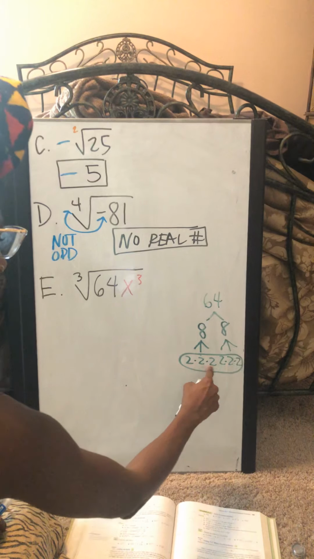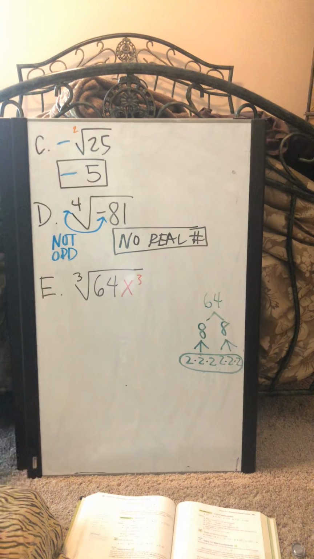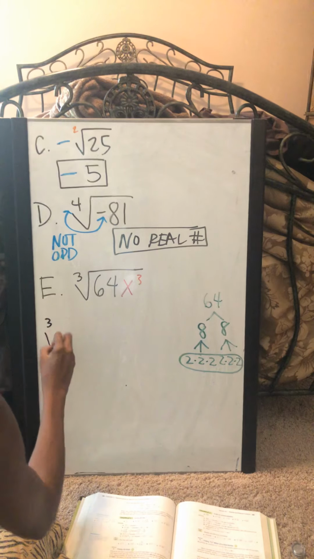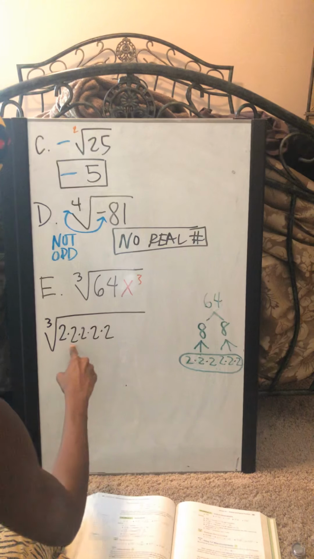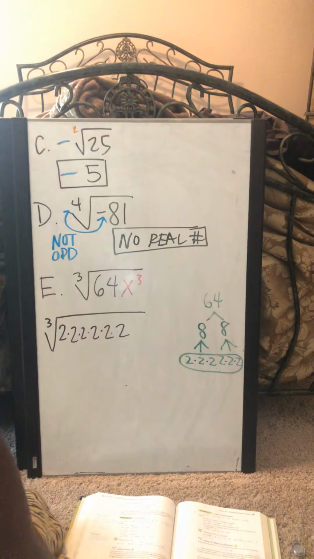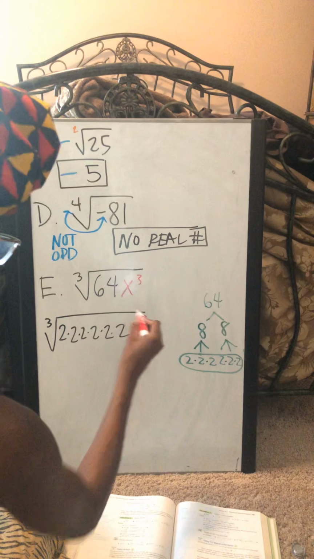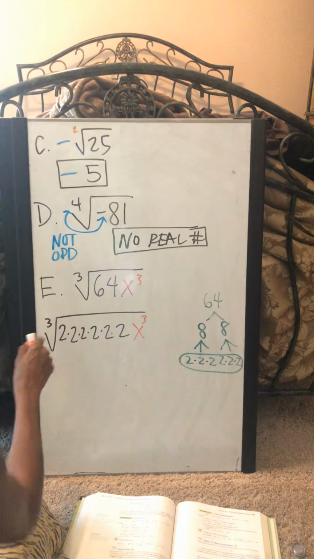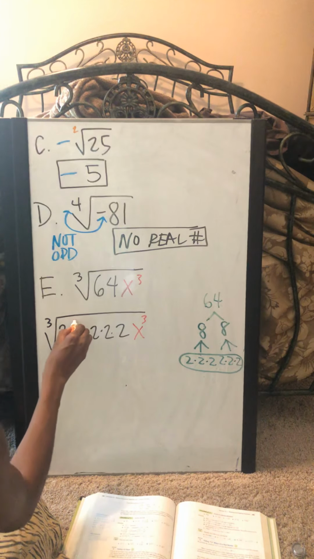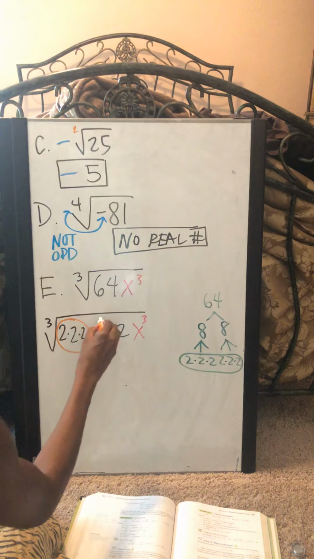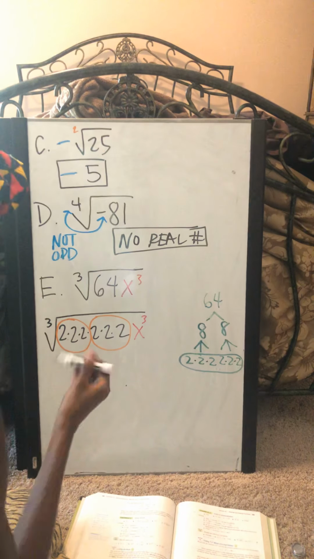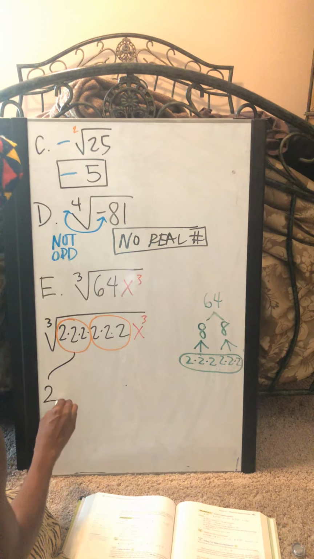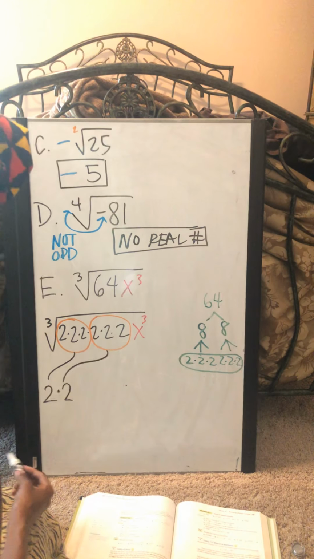So 64 breaks into 1, 2, 3, 4, 5, 6 2's. Okay? If you need to use your calculator to calculate that, that is completely fine, okay? 1, 2, 3, 4, 5, 6, okay? And then we have this x cubed at the end. So, because there's just 3 on the outside, we're taking them out in groups of 3. So we're taking out one group of 2's and another group of 2's, okay? So, we take this first 2 out, and then we take out another 2, and this is by multiplication, okay?